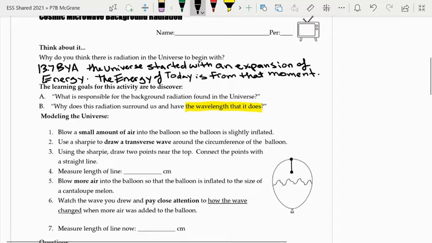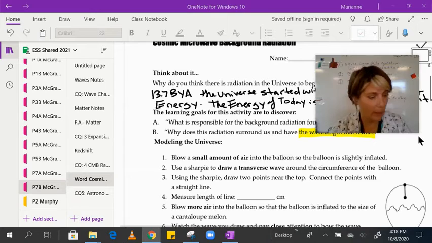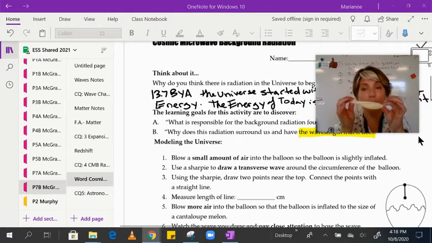So we're going to do that by looking at a normal balloon, and I'm not expecting you to have a balloon at your house, so I've got a balloon right here. It's going to be the balloon of science. So we're going to put a small amount of air into the balloon so it's slightly inflated. Okay, and this is going to represent the early universe.